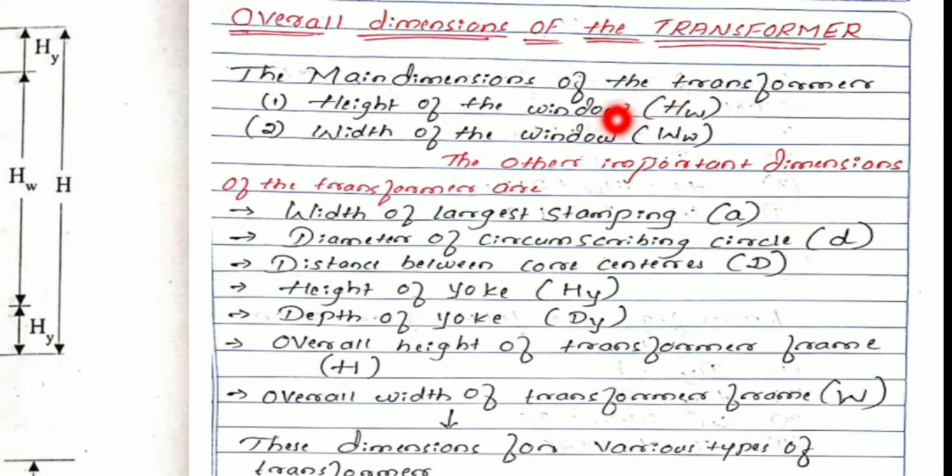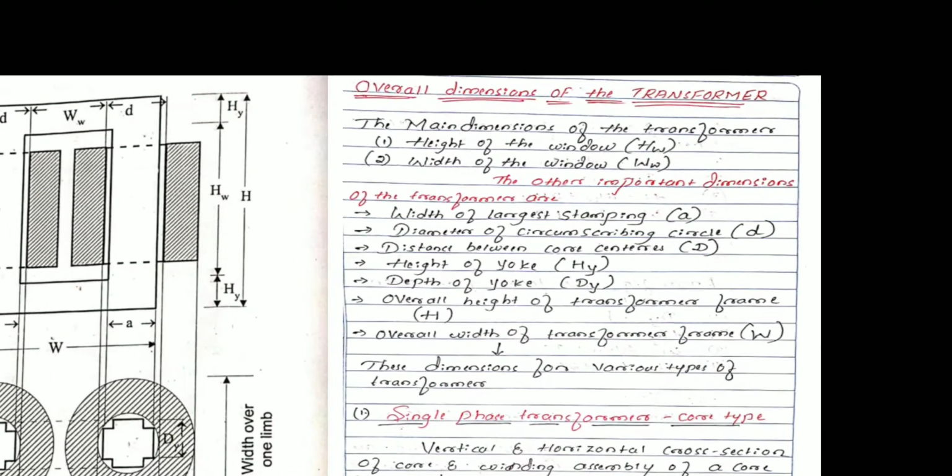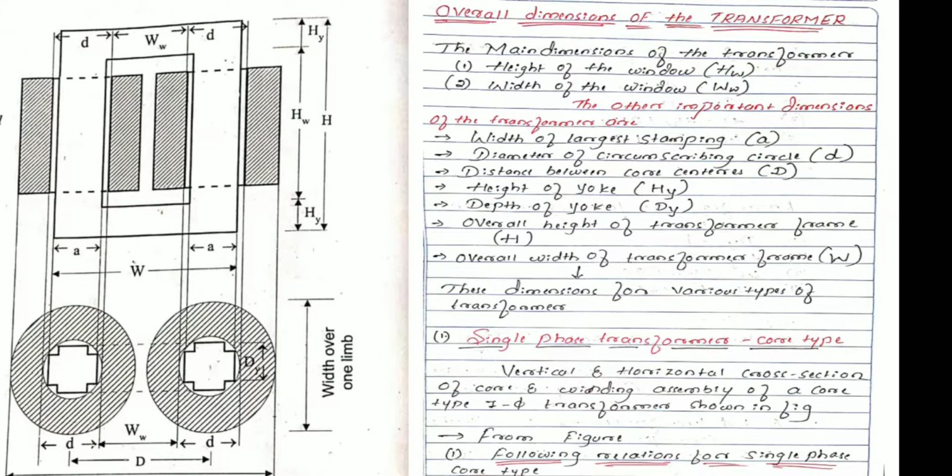Apart from these two main dimensions, some other dimensions also we need to calculate. So what are those? The first one is the width of the largest stamping. Width of the largest stamping is represented here by A.